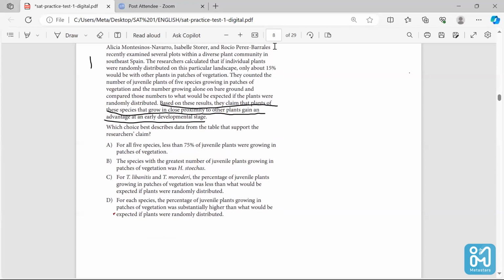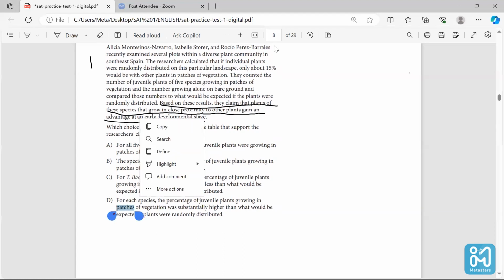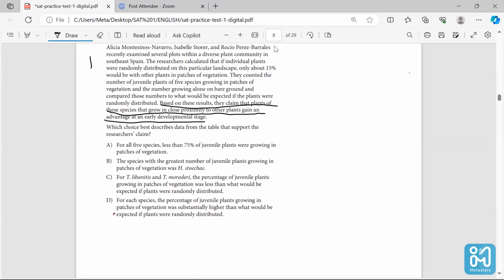Because the one who's speaking, Mira, right? Yeah. Why would it be you? It's the one that supports the researcher's claim the most. It says what? Substantially what? The juvenile plants growing in the patches of vegetation was substantially what? Higher than what would be expected. Yes, this is true. Is it true?